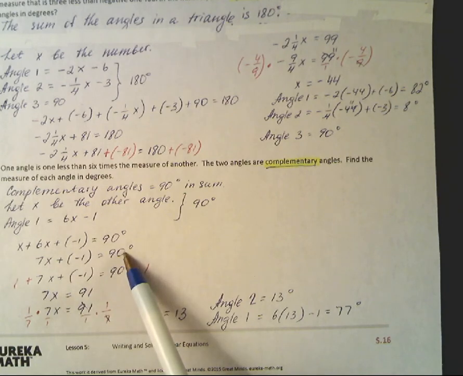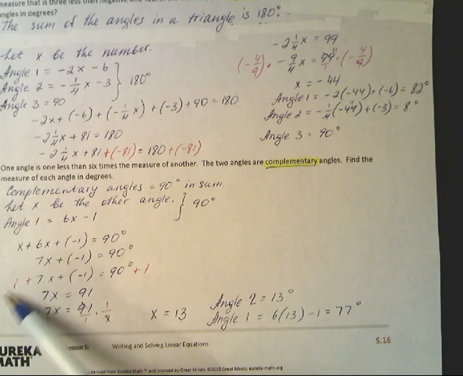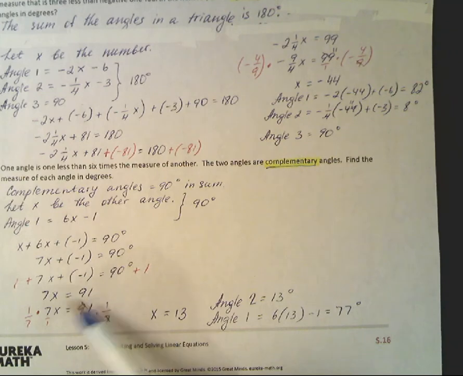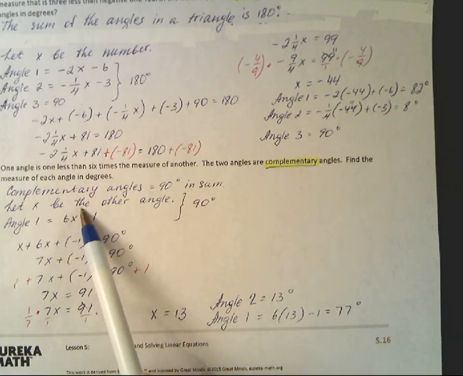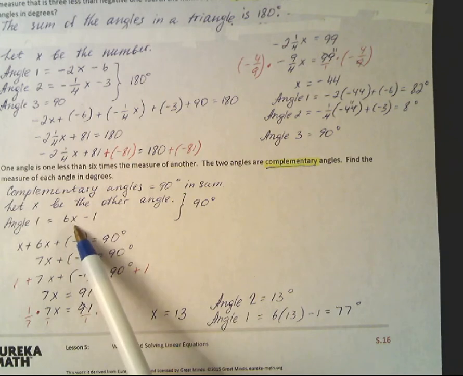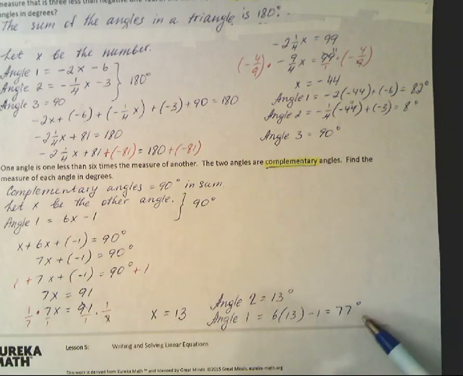And then you solve it as a regular two-step equation. Plus 1 to both sides, and then you'll have 7x equal to 91. Multiply by the reciprocal of 7, 1/7, on both sides. Simplify 91 and 7, and you will get 13. That is your second angle. Your second angle is 13 degrees. Your first angle is 6 times 13 minus 1, and that is 77. Together, if you combine 13 and 77, you will see that it is indeed 90 degrees.